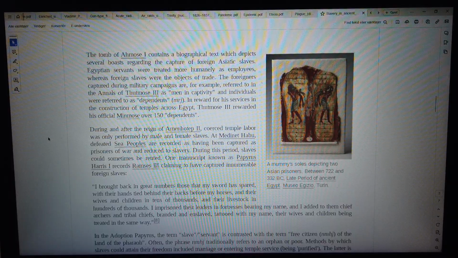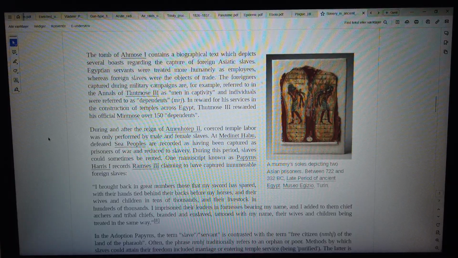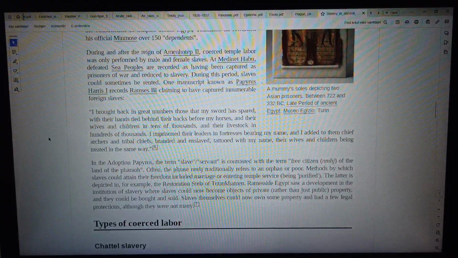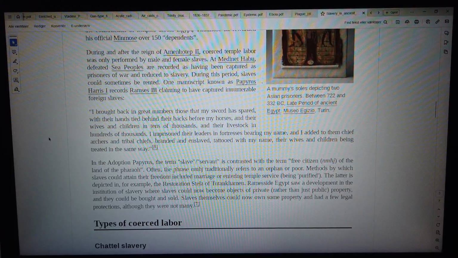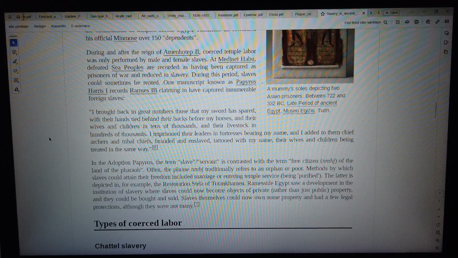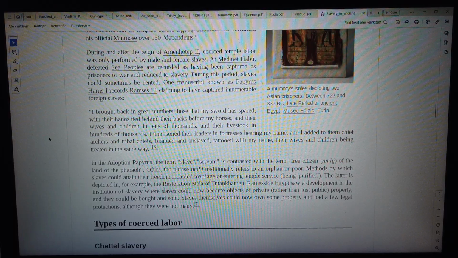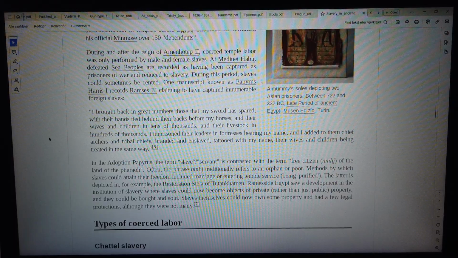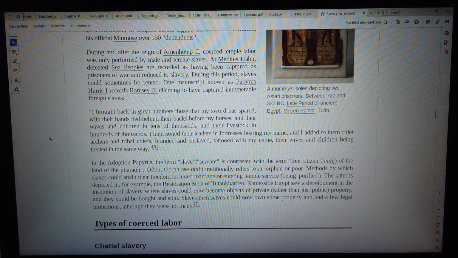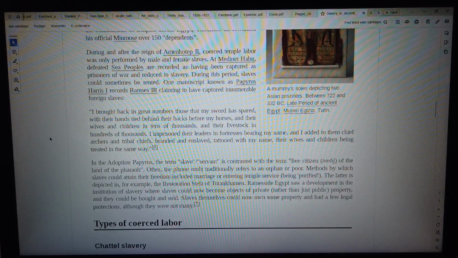The foreigners captured during military campaigns are, for example, referred to in the Annals of Thutmose III as men in captivity, and individuals were referred to as dependents, MRJ. In reward for his services in the construction of temples across Egypt, Thutmose III rewarded his official Minmose with over 150 dependents. During and after the reign of Amenhotep II, coerced temple labor was only performed by male and female slaves. At Medinet Habu, defeated Sea Peoples are recorded as having been captured as prisoners of war and reduced to slavery. During this period, slaves could sometimes be rented.